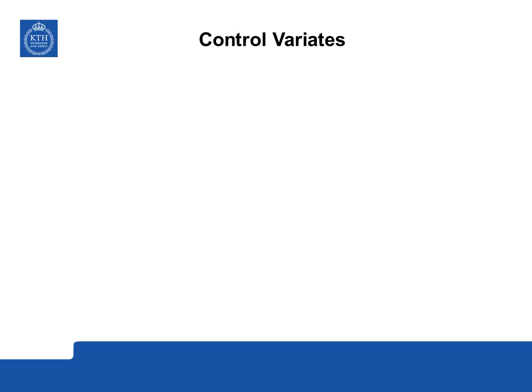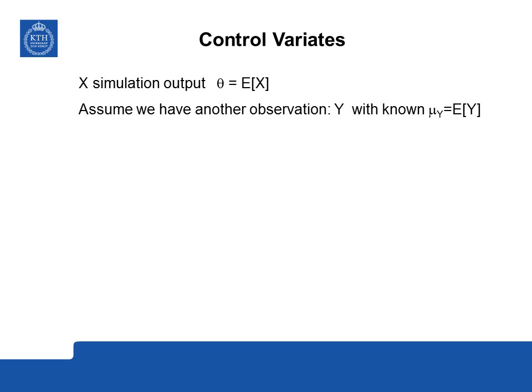The second technique we're going to discuss is called control variates. And again, we have a vector x, a simulation output, and we want to make an estimate of E of x, or theta. And in addition now, we assume that we have another observation from our system called y, where we know the expectation of y, call it mu y.